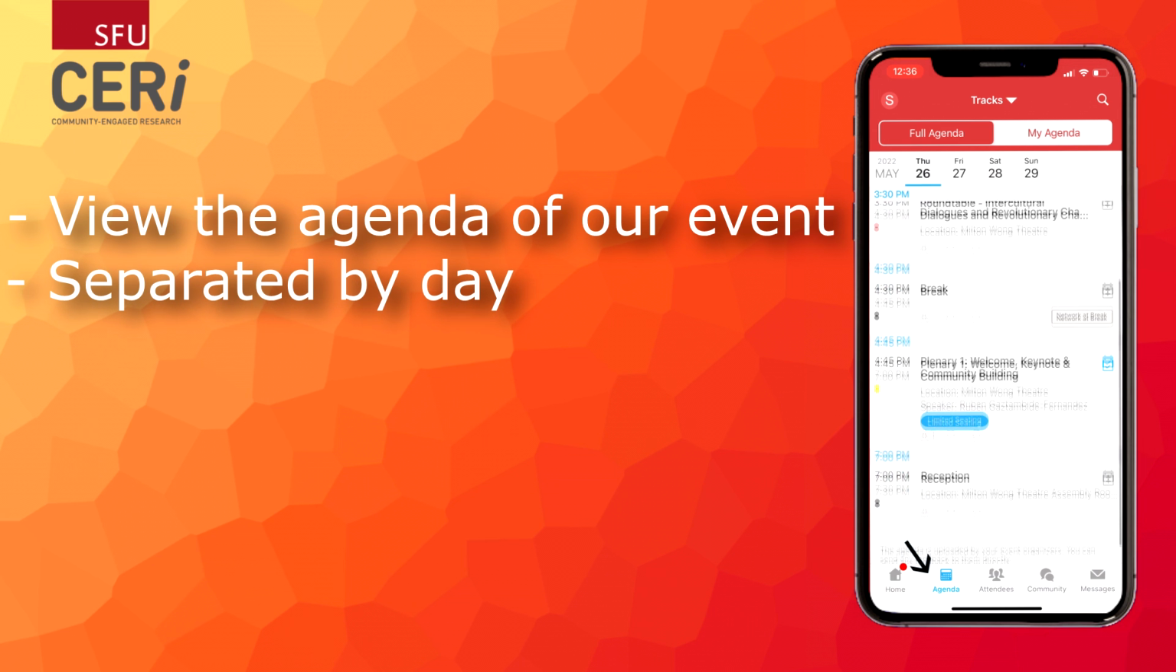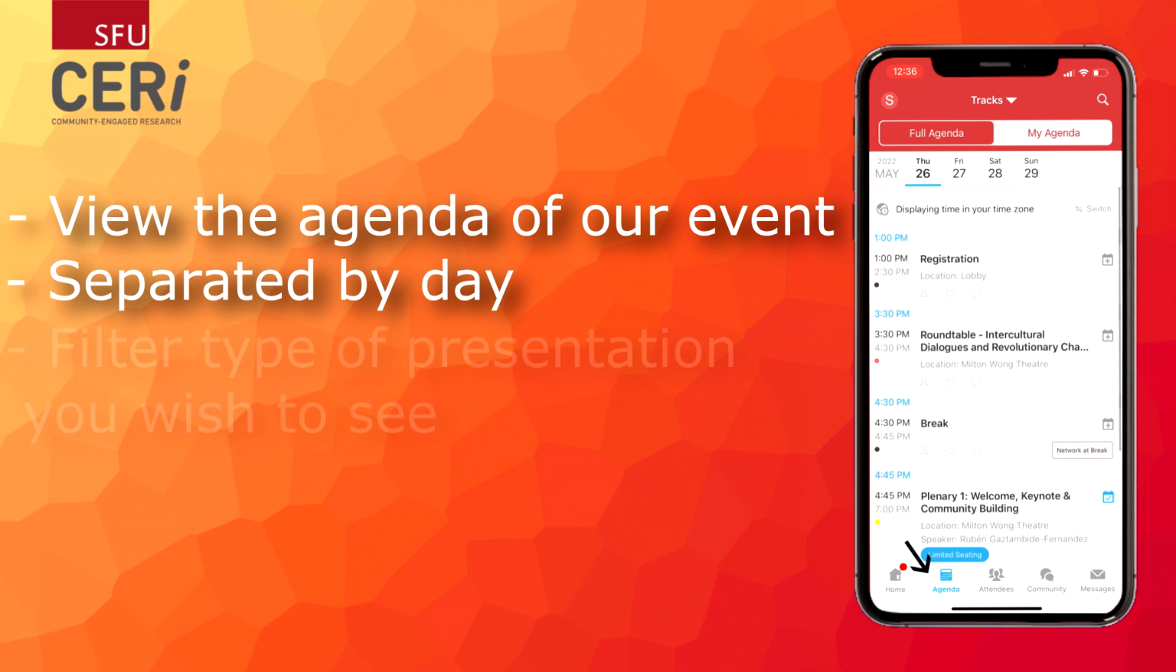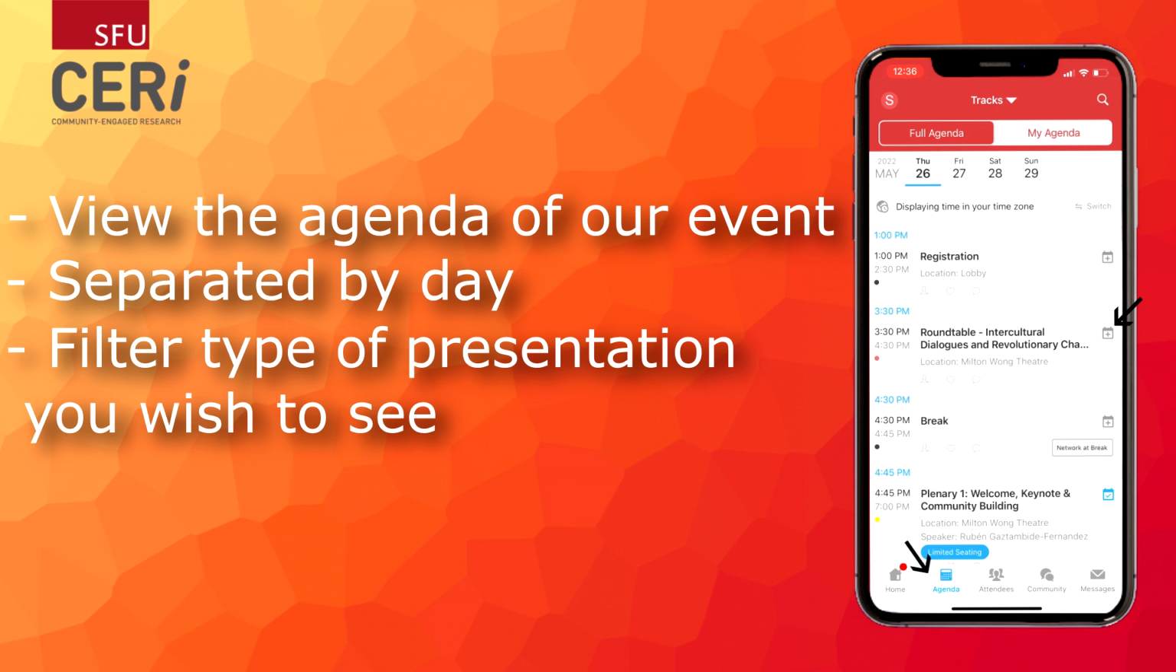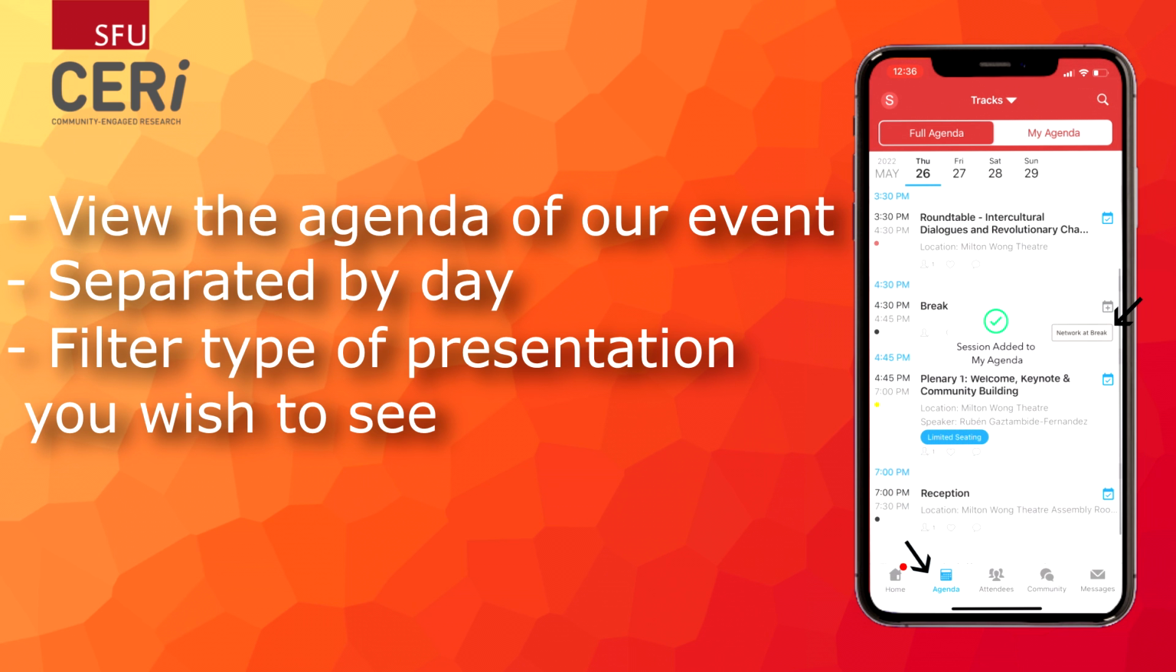The Agenda tab is a space where you can view the schedule of the event. It is separated by each day the event is occurring, and you can filter what kind of presentations you want to see by using the Tracks feature. On the right of each event is an option to add it to your agenda. This will add the events you want to attend into the My Agenda tab, where you can view the events you have signed up for.